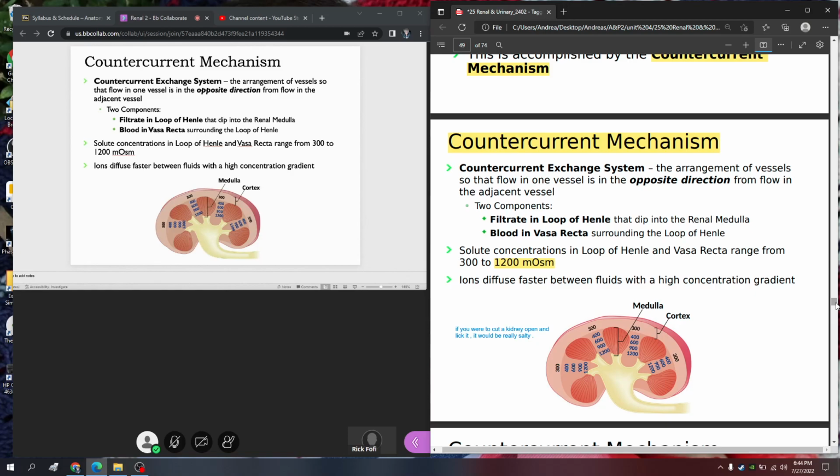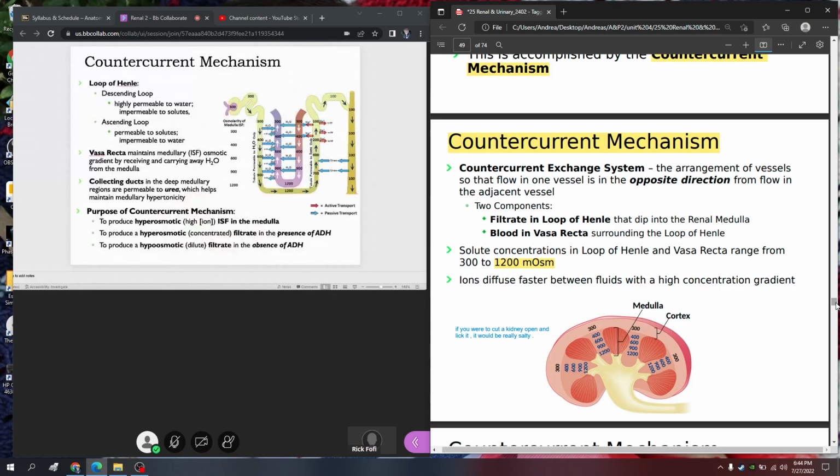Deep down in your kidney, it is highly concentrated with mostly sodium. So we have this gradient from 300 to 1,200. Now, that illustration looks pretty scary, but you're not going to have to describe that in any way. What we mean by countercurrent, and this is a typical thing in physiology, is exactly that: you have flow going in opposite directions.